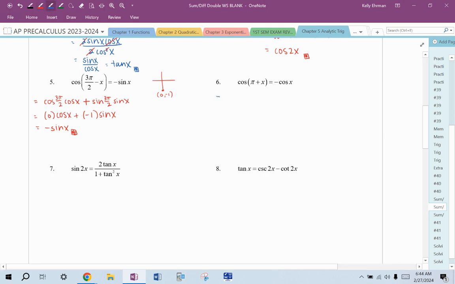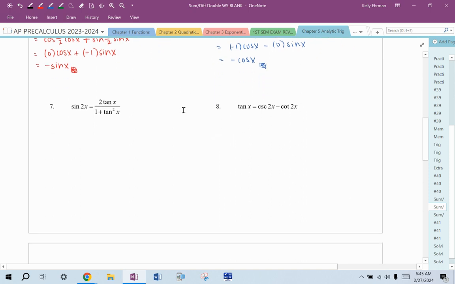Next one is going to be cosine of pi, cosine of x, minus, because that's a plus, sine of pi, sine of x. At pi, you're at the ordered pair negative 1, 0 on the unit circle. So cosine of pi is negative 1, cosine x minus 0 sine x. That simplifies to negative cosine x.